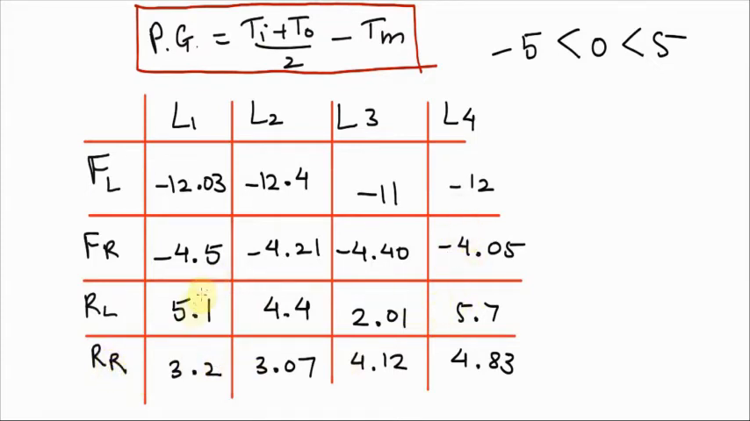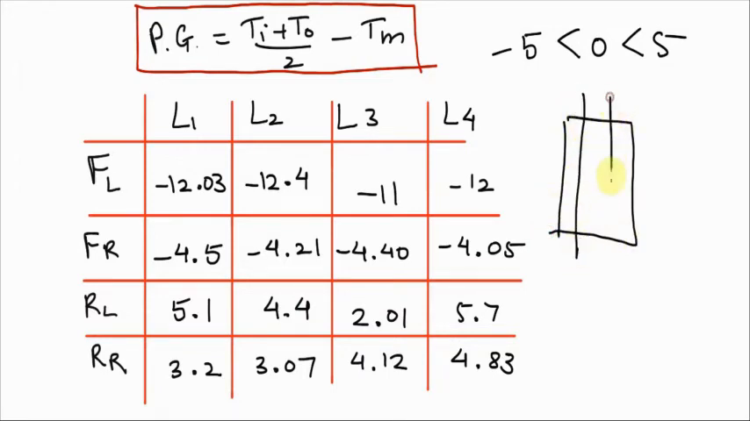Now coming to the rear left tire, here we can see there's a lot of variation, and by variation I mean that, for example, in the first lap we have a pressure gradient of 5.1, and then on the third lap we have 2.01, and hence we can imagine how huge this difference is. Once again, we'll consider this tire. Let us not look at these values and instead understand the pressure gradient that is taking place in the tire.